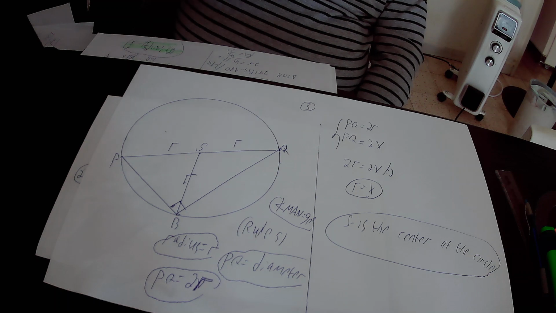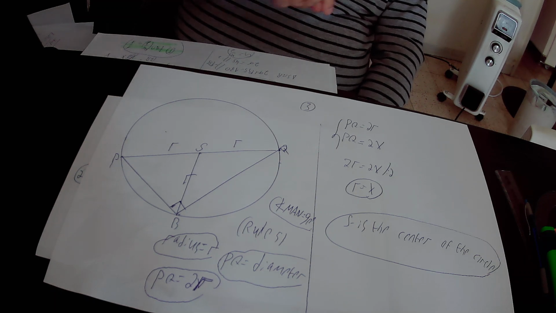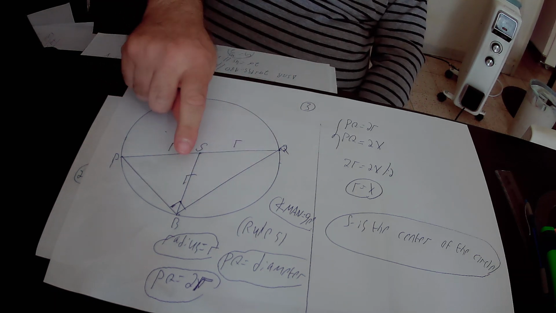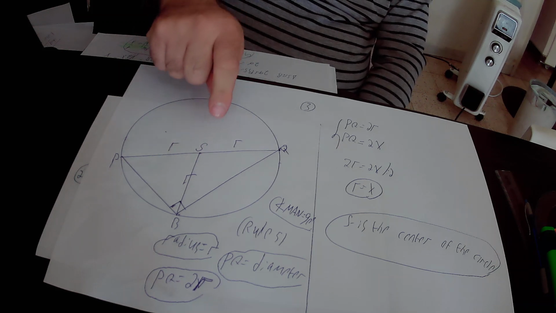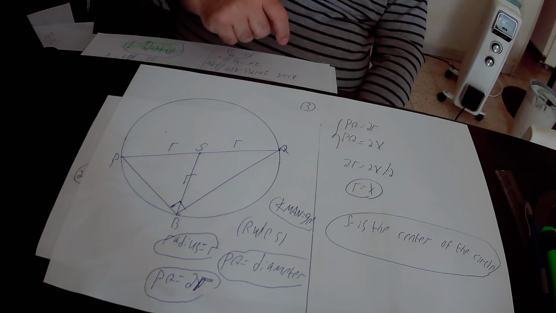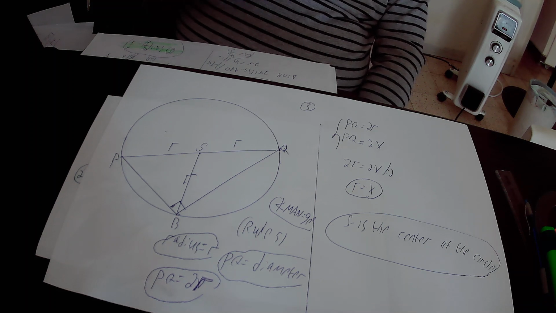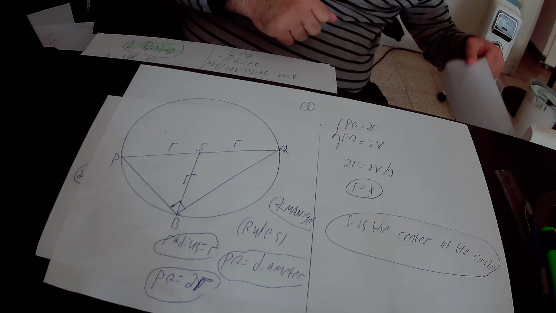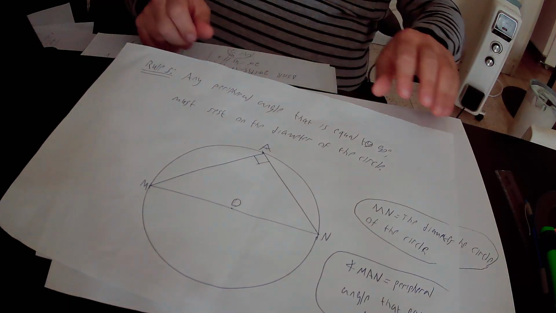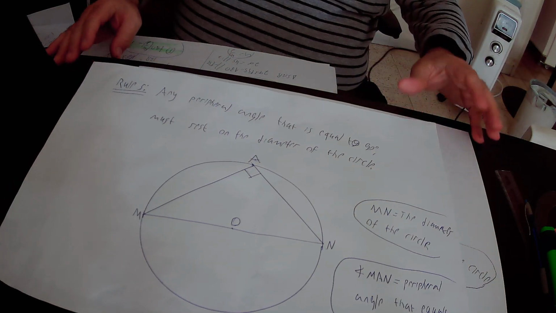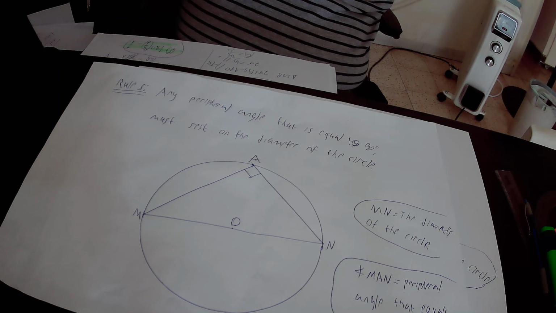So in the drawing we have peripheral angle PBQ. This peripheral angle PBQ is a right angle, it is equal to 90 degrees in its size, and we have rule number 5 that relates to any peripheral angle that is a right angle. According to rule number 5, any peripheral angle that is equal to 90 degrees must rest on the diameter of the circle.